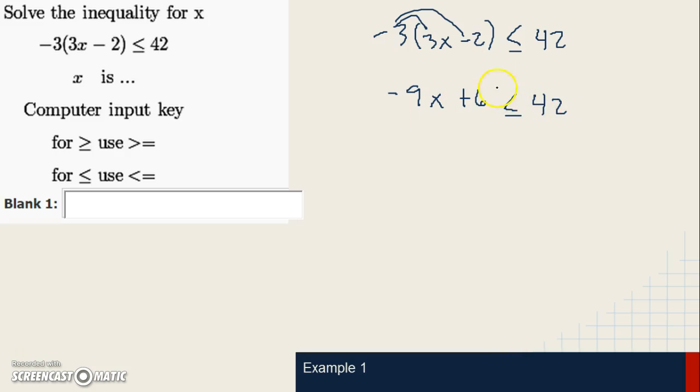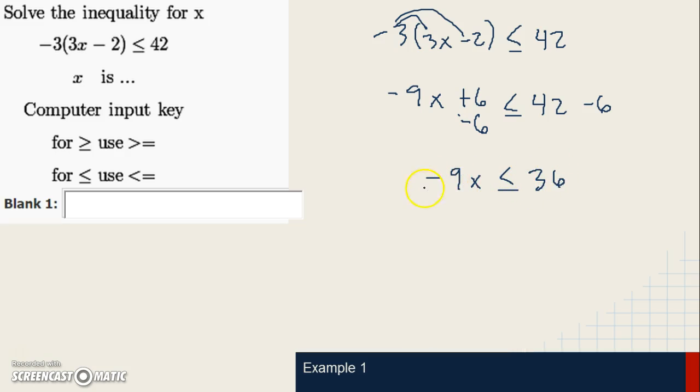Now that I can't simplify any further, it's time to isolate my variable. I need to eliminate this 6 and this negative 9. Since the 6 is being added, that comes first in reverse PEMDAS. So the inverse of addition is subtraction. I'm going to subtract 6 because that's what I want to eliminate. I do that to both sides, and I'm left with, on my left side, negative 9x is less than or equal to 42 minus 6, which is 36.